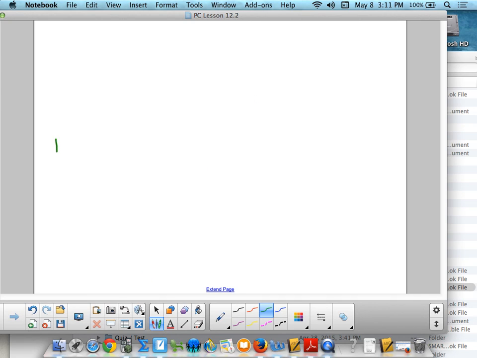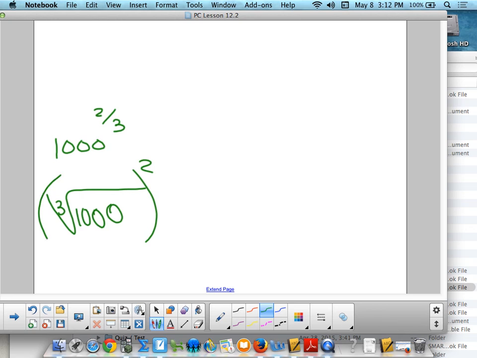Okay, this one is 1,000 to the 2/3. What root is it? 3. It's the third root of 1,000. What are you going to do to it? Raise it to the second, square it. Well, that's in your perfect cube list. If you look in your perfect cube list.